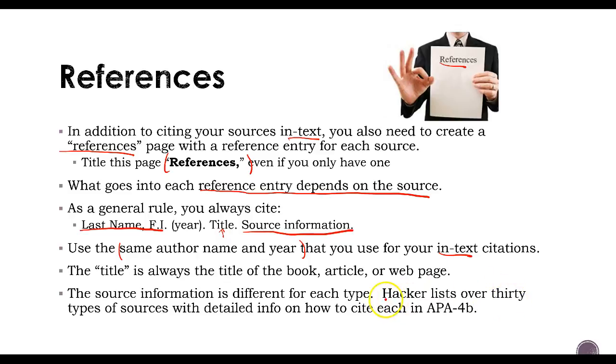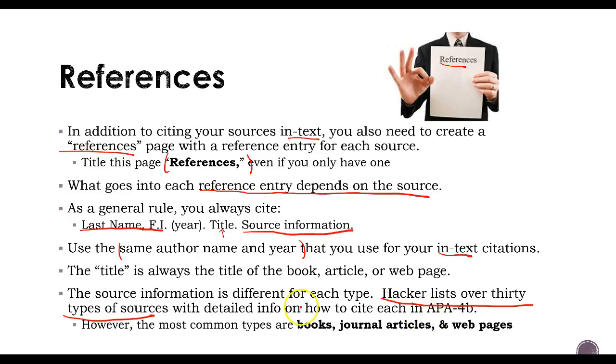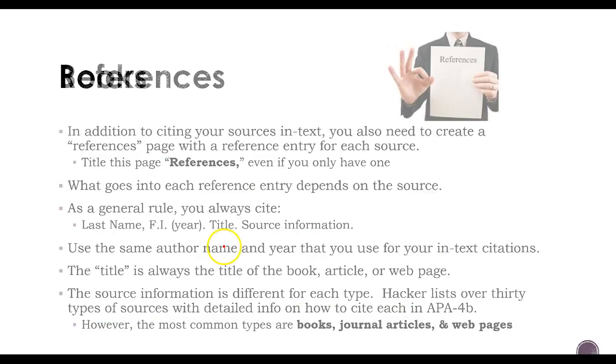So like I mentioned at the beginning, Hacker lists over 30 different types of sources and gives detailed information on how to cite each source in APA 4B, so definitely make sure you read that section. However, the most basic, most common types of sources that you might encounter are either books, journal articles, or web pages. So I'm going to talk about how to create references for these three types of sources.